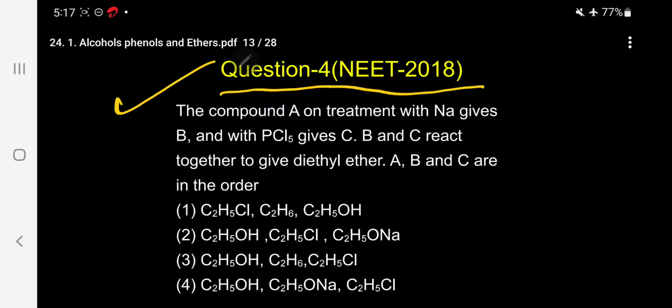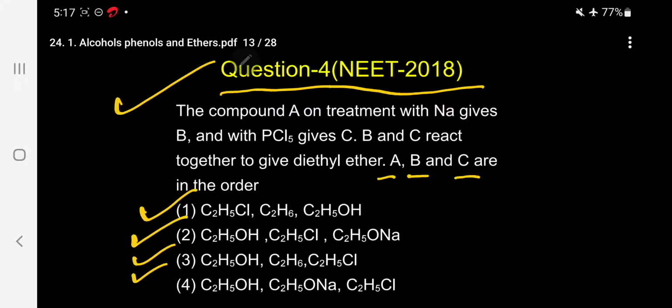Kindly follow. A, B and C are in the order: A, ethyl chloride, ethane, ethyl alcohol. B, ethyl alcohol, ethyl chloride, sodium ethoxide. C, ethyl alcohol, ethane, ethyl chloride. And D, ethyl alcohol, sodium ethoxide and ethyl chloride. Order is also most important. What is A, what is B, what is C? That order you should be very careful.